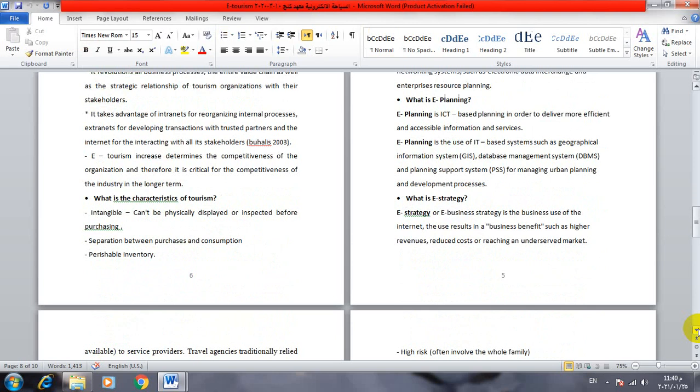What is e-planning? E-planning is ICT-based planning in order to deliver more efficient and accessible information and services. E-planning is the use of IT-based systems such as Geographical Information System (GIS), Database Management System (DBMS), and Planning Support System (PSS) for managing urban planning and development processes. What is e-strategy? E-strategy or e-business strategy is the business use of the internet. The use results in a business benefit such as higher revenue, reduced cost, or reaching an underserved market.